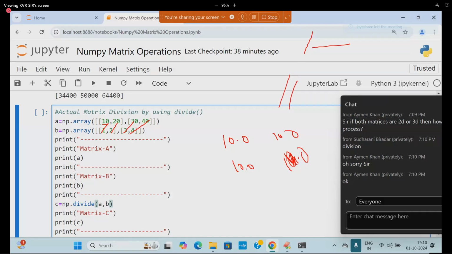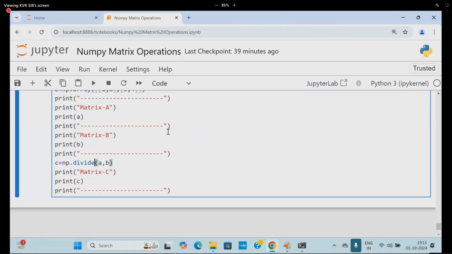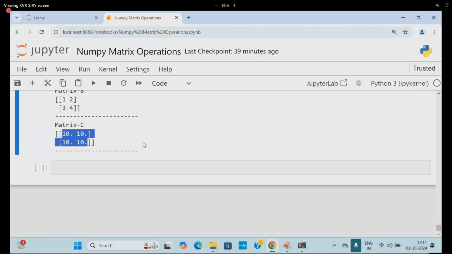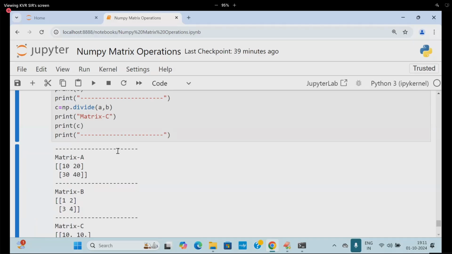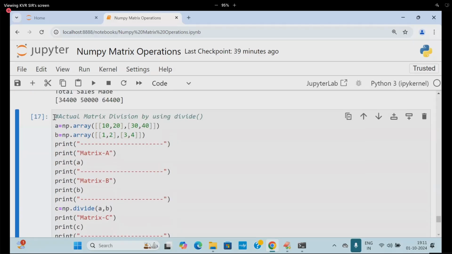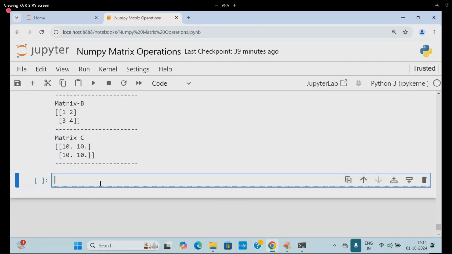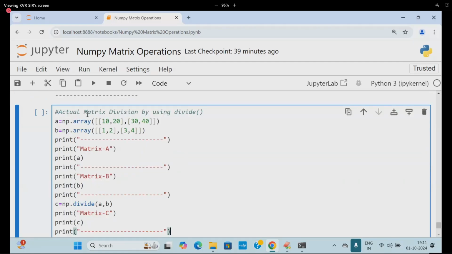Slash will give you float coefficient and a double slash will give you integer values, that is a basic part of it. 10 point, 10 point, 10 point, you got it. Are you following me? Similarly, the same operation can be done with what? Floor matrix division by using slash, by using the arithmetic operator. Are you able to follow now?